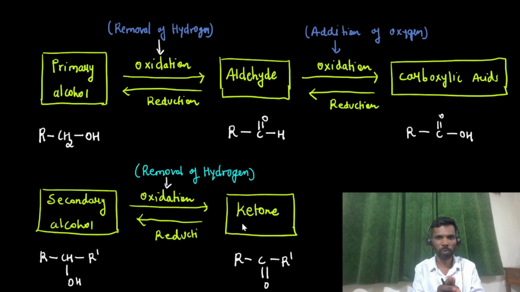Okay, so now we have understood this. Primary alcohol gets converted to aldehyde if we do the oxidation. Aldehyde, if we oxidize further, gets converted to carboxylic acid. Secondary alcohol on oxidation gets maximum converted to ketone, and ketone on reduction gets converted to the alcohol. This is the one flow chart which will take care of 10, 12 reactions of the alcohols, phenols, ethers, aldehydes, ketones and carboxylic acids.